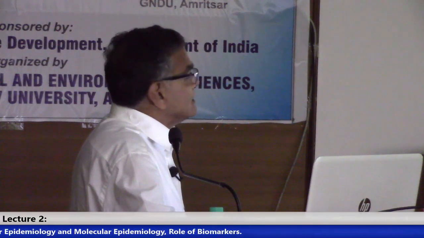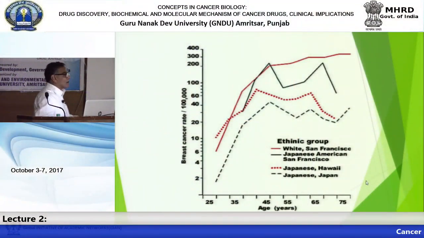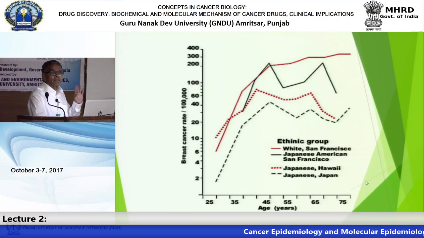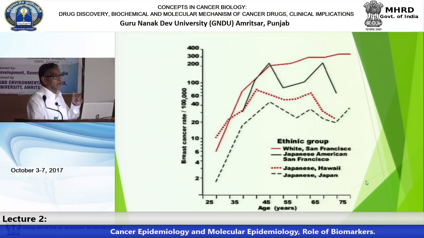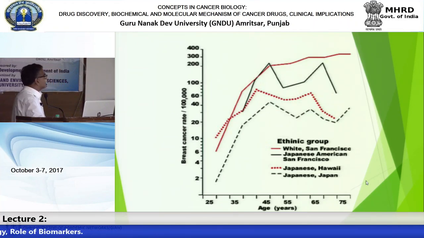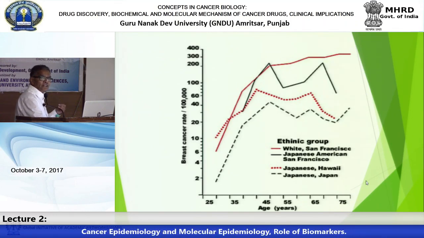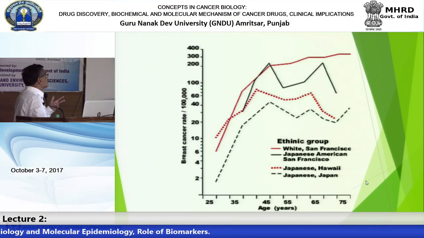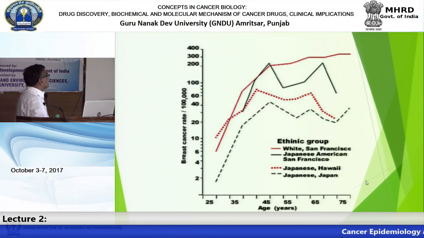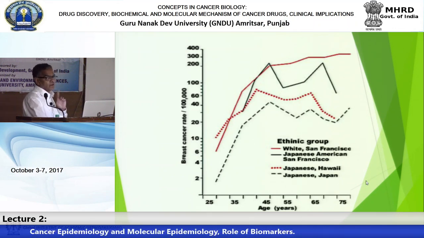Now, this is Japanese women who moved to San Francisco. So when we say that food habits have a lot to do with cancer occurrence or cancer prevention, this is a true example. The Japanese women's food habit in Japan involves a lot of seaweed soups and a lot of fish, as compared to red meat, a lot of beef and steaks. Their cancer incidence goes up dramatically. And this hasn't gone down. This is not a one-time effect. It always remains like that.